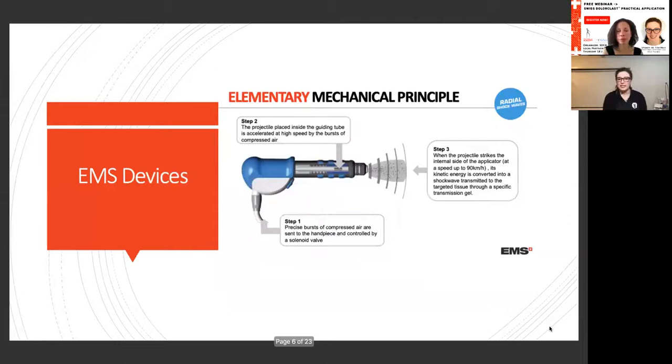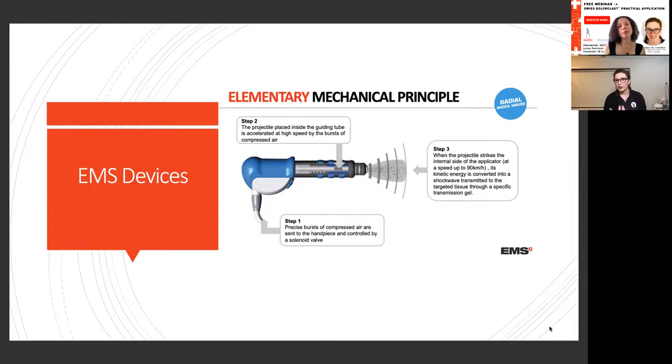If we talk about devices, today I'm going to show you 2 of the devices. One is the Evo Blue handle, which is like the one in the picture that you're looking at here. We've got little bursts of compressed air that come up through the external compressor. It goes into the handpiece and is controlled by a valve. There's a little projectile inside the guide tube that accelerates at a really high speed from the bursts of compressed air.